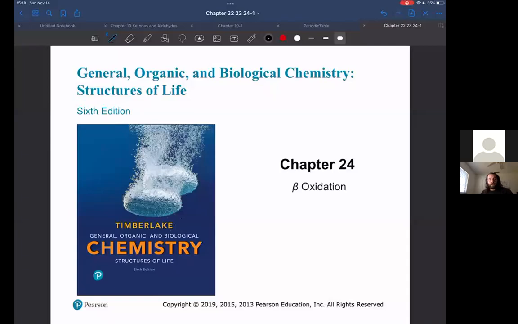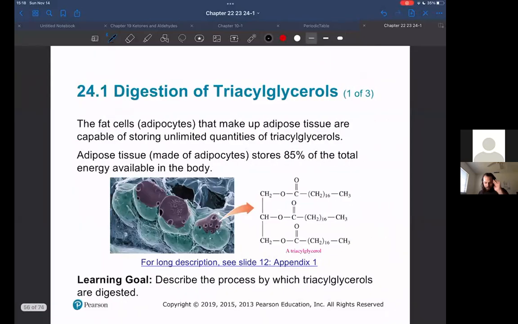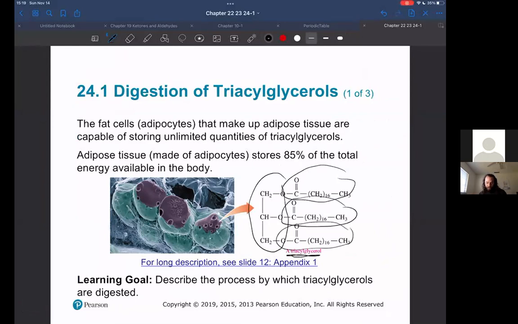All right, so now we're going to talk about catalysis of lipids, which is known as beta oxidation. Okay, so when we were talking about the lipids chapter, we talked about how the cell will store energy in forms of fats, and in particular, when you think of fat storage, what you're really thinking of are these triacylglycerols, right? So that's the glycerol, and each triacylglycerol has three fatty acid components.